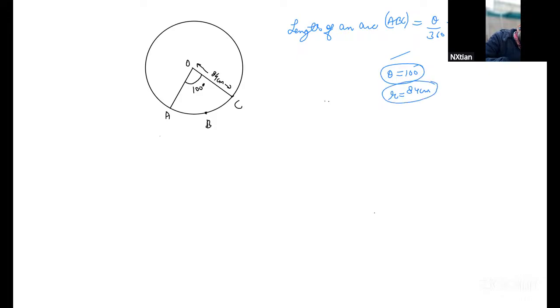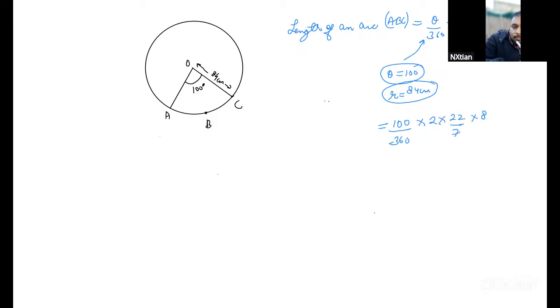So if you want to find the length of an arc ABC, what is the formula? The formula is theta upon 360 into 2 pi r, where theta is equal to 100, r is equal to 84 centimeters. Now you have to put that into this. It will become 100 upon 360 into 2 into pi value 22 by 7 into r, which is 84.